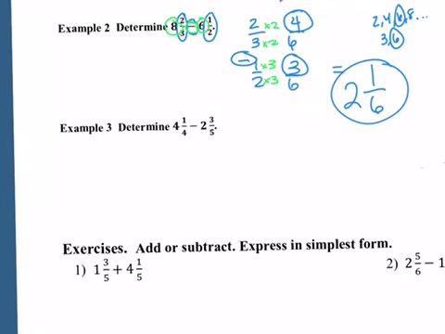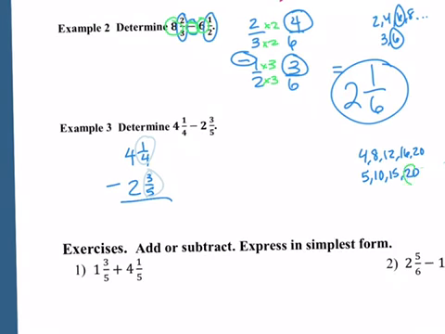Now example 3 gets a little more complicated. I have 4 1/4 minus 2 3/5. So again, I'm going to focus just on the fractions right now, and I need a common denominator. So if you do your multiples of 4: 4, 8, 12, 16, 20, and then multiples of 5: 5, 10, 15, 20, got it. Okay, so common denominator is 20.